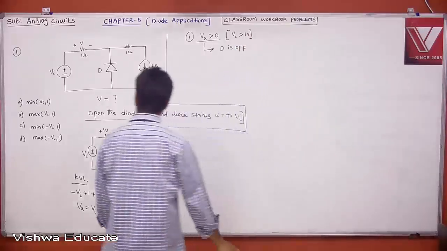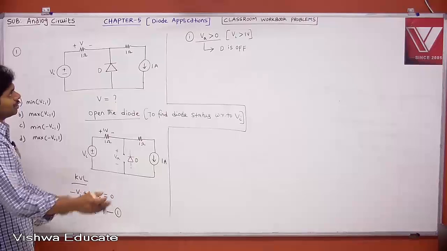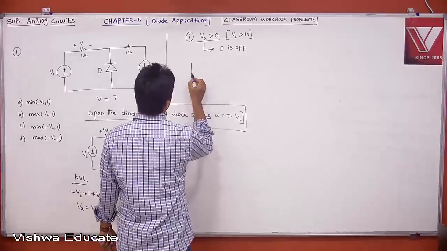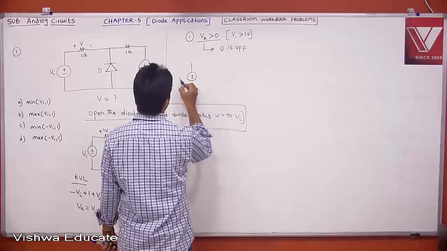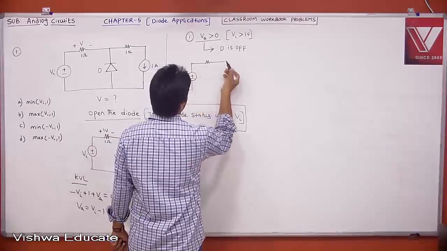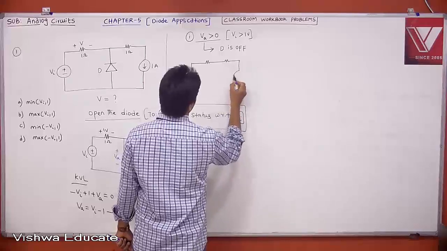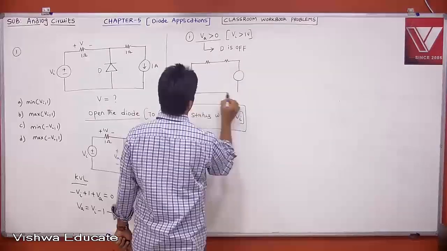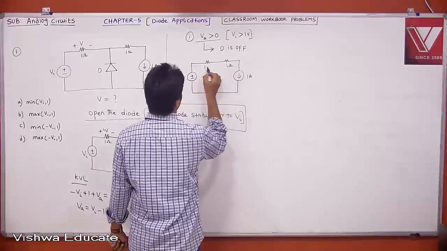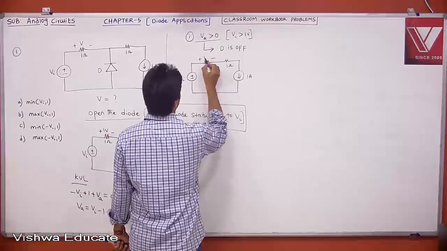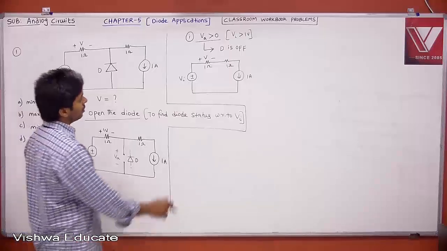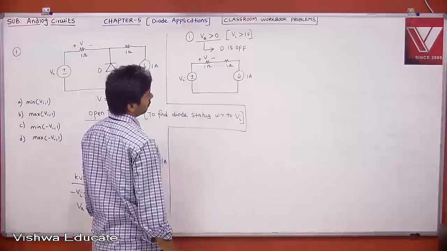If the diode is off, what is your circuit? Now you find your output voltage. When the diode is off, you take the circuit, this is your Vi, then this is your resistor, your diode is off, so don't bother about it. This is your circuit: 1 ampere, 1 ohm, 1 ohm, this is your voltage V, and this is Vi. Now you need to find the voltage V. Tell me what is voltage V.